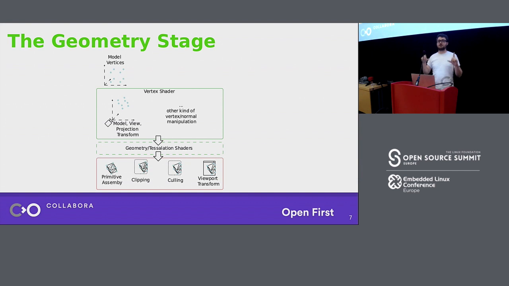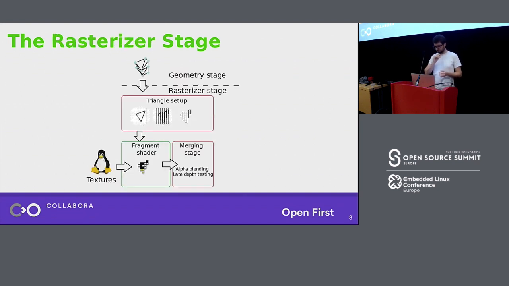And finally, you will have to place this shape inside the window you want to display it in. So you will have to scale the shape and then move it where you want to have it displayed. So that's how you end up with your geometric shape.